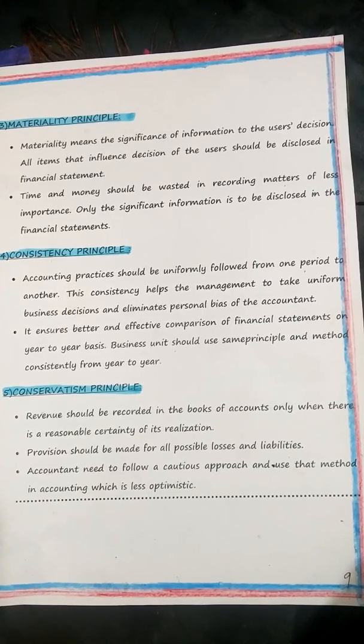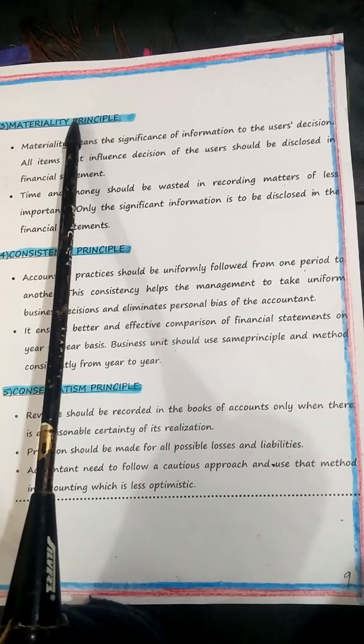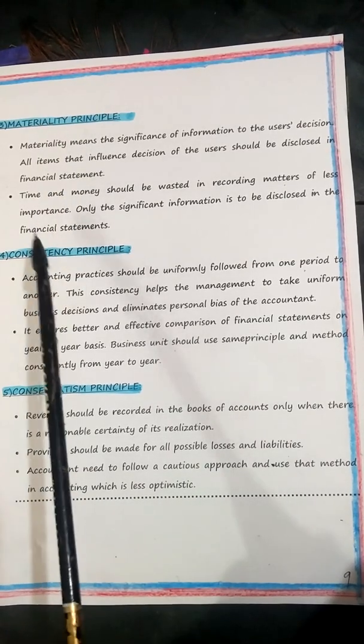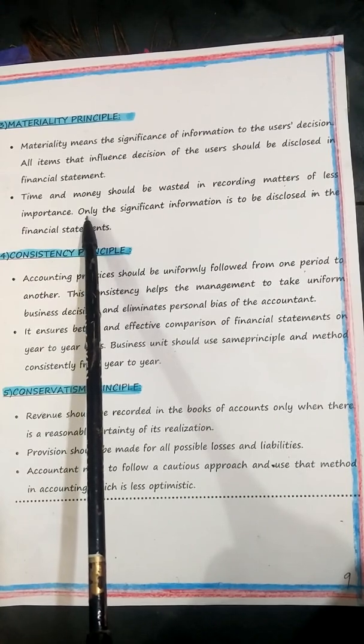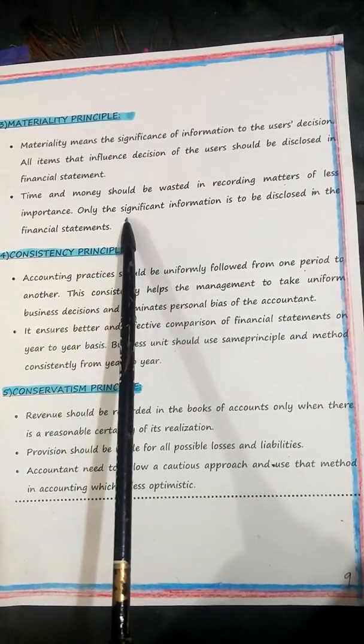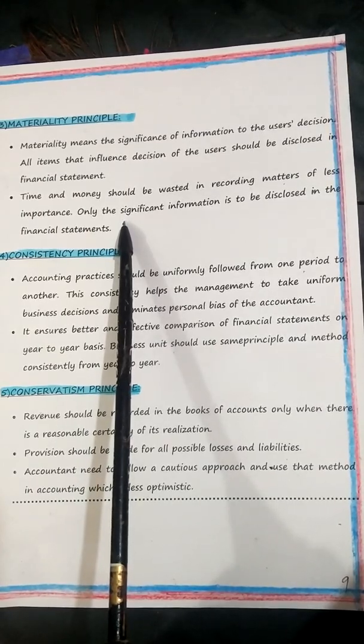So materiality is maintained. What is materiality in accounting? It's nothing but significance and relevance of financial information. The main aim here is to make sure that the financial information that could influence investors' decisions is disclosed. So anything which can influence the investor decision will be disclosed.